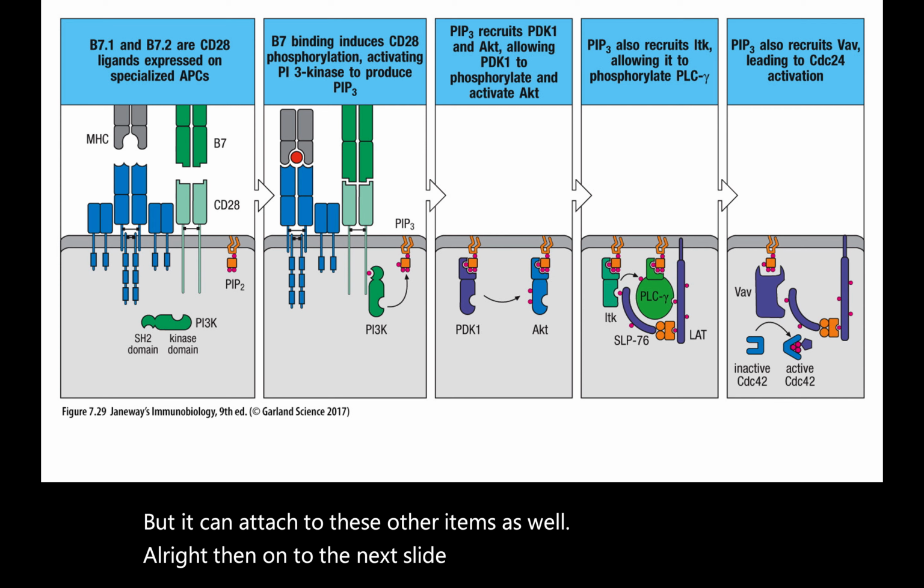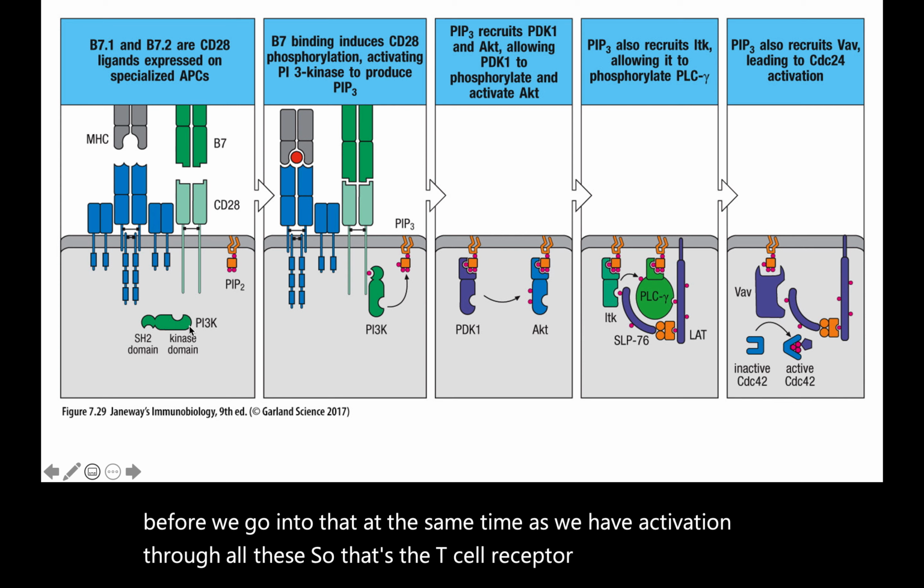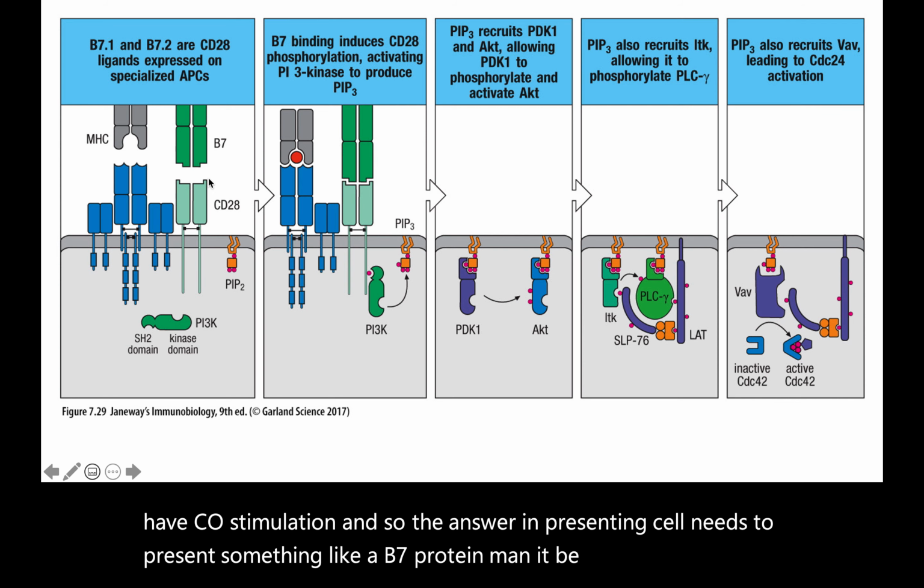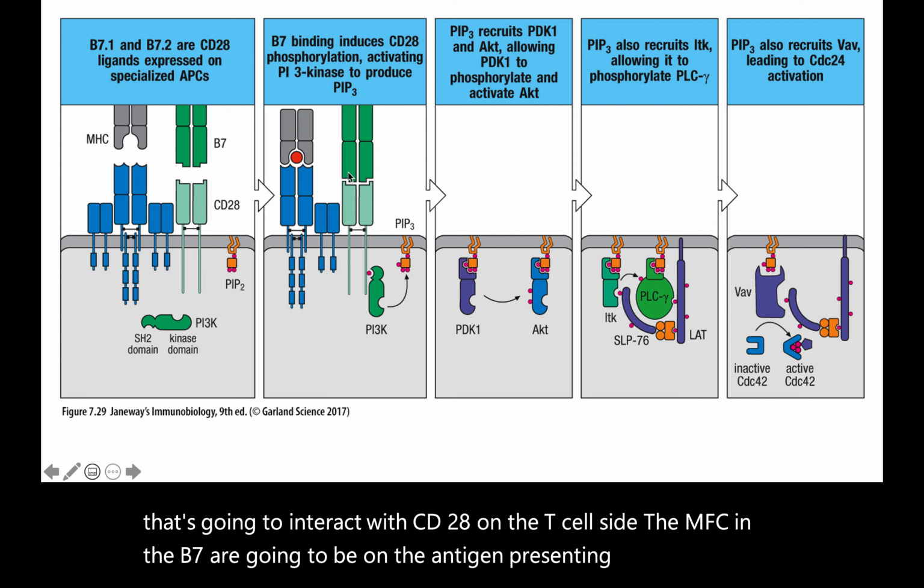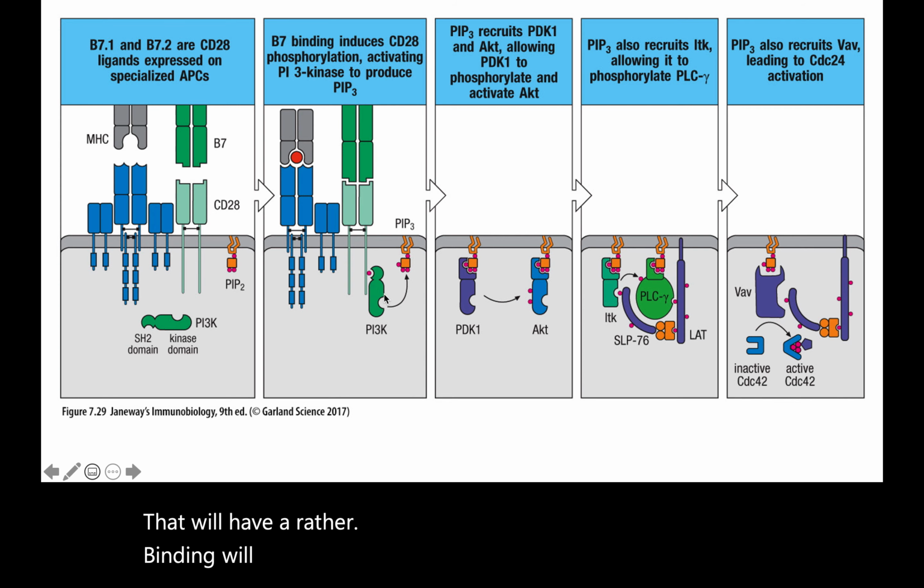What does this all lead to? Well, before we go into that, at the same time as we have activation through the T cell receptor itself, we've got to have co-stimulation. The antigen presenting cell needs to present something like a B7 protein made of B7.1 and B7.2, and that's going to interact with CD28 on the T cell side. The MHC and the B7 are going to be on the antigen presenting cell. That binding will cause phosphorylation to happen in the tail of CD28.